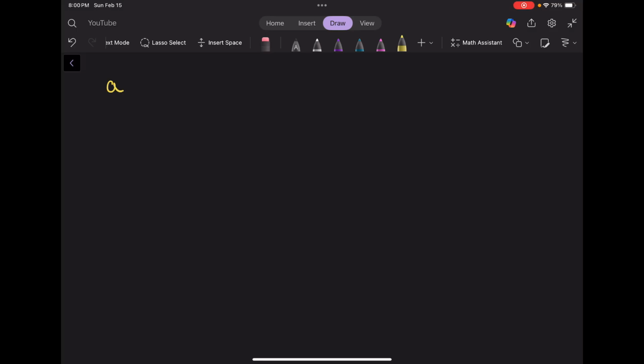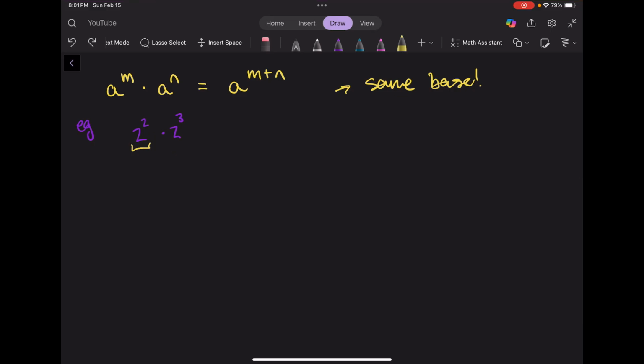If I have a number to the m power times a number to the n power, this is the same thing as a number to the m plus n. Let me show you why. Let's say I have 2 to the second power times 2 to the third power. Also, it's important to note that they have to have the same base. In this case, 2 and 2 are the same base, a and a are the same base. We'll always end up with the same base.